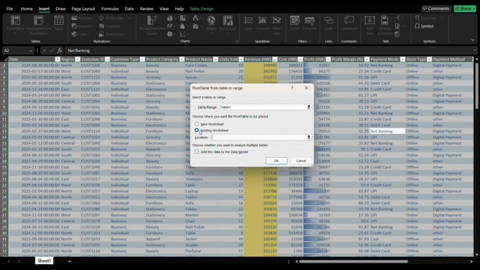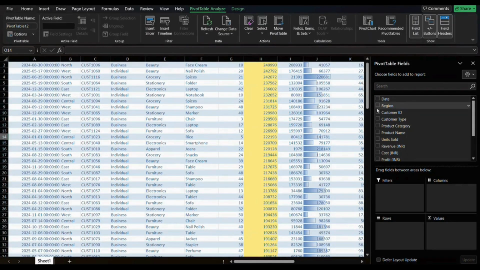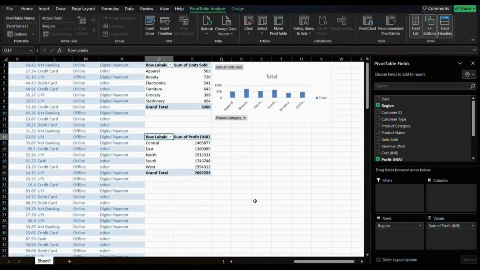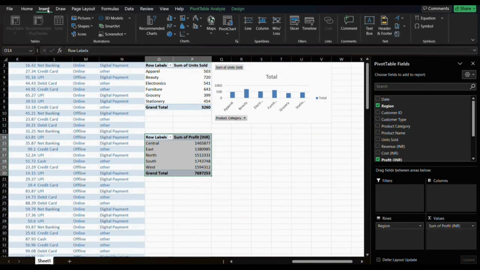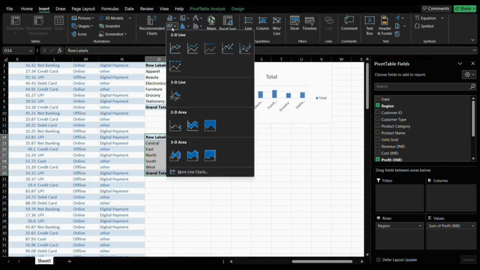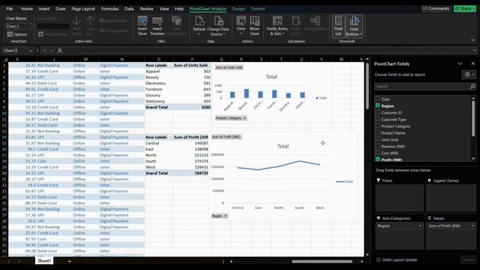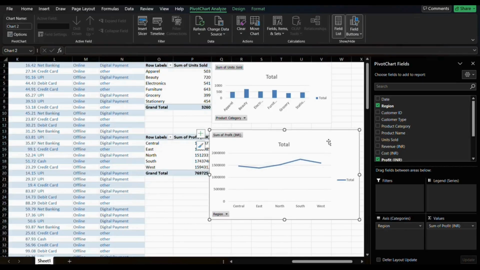Now I have created a pivot table to compare different regions based on the sum of the profits they generate. The line chart makes it easier to understand and compare the most profit generating region.